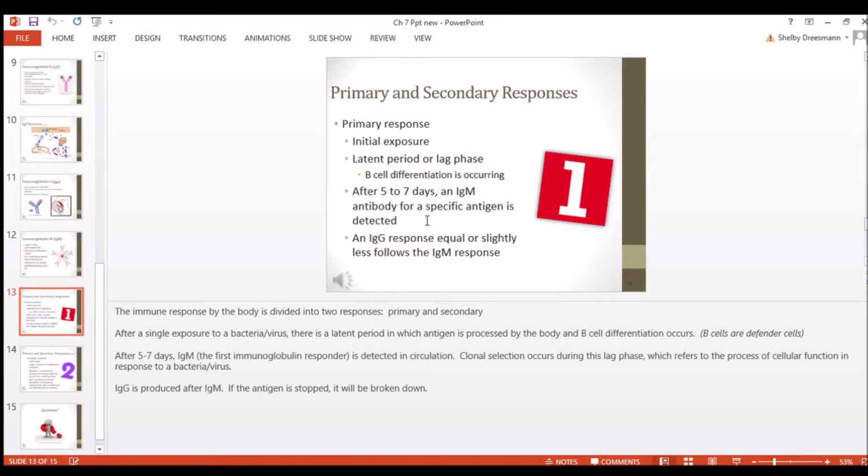So like we said earlier, the B cells need to differentiate into plasma cells so the plasma cells can make antibodies. We don't just go from B cells making antibodies. We need those to first differentiate into plasma cells, and that is called the latent or lag phase. Okay? And then we don't have that latent or lag phase in the secondary response because we already have those memory plasma cells, memory B cells, or whatever you want to call them.